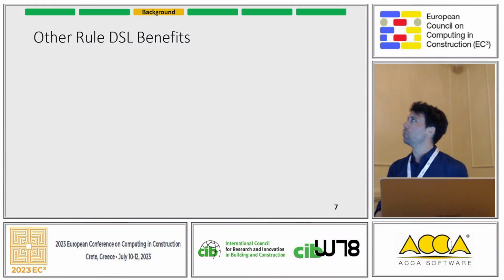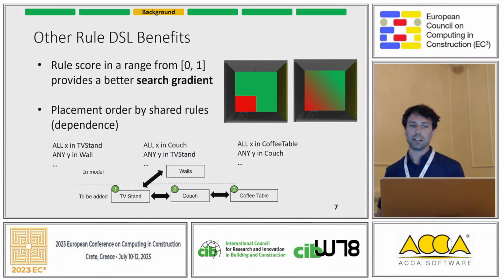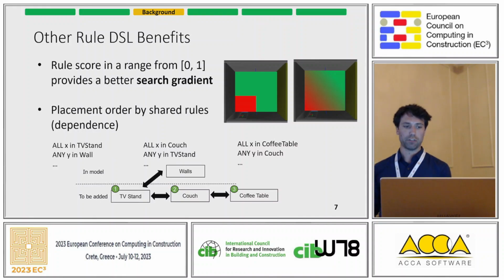There are just a few other benefits to using a DSL. In my case, I set it up so that you can swap out a lot of the logical operations for mathematical equivalents. And using that, instead of having a Boolean true or false, pass or fail, you can have a gradient to search along. And the other thing is that you can infer a better placement ordering of your objects based on looking at the types within the rules that you give it.